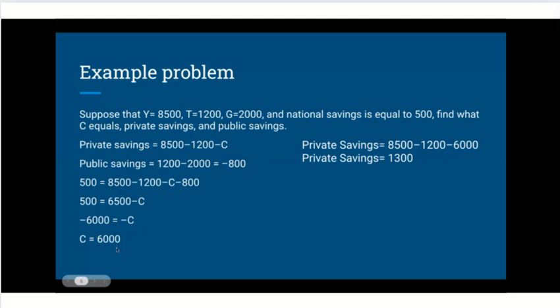And then now that we found C, we're able to find private savings, which is 8,500 minus 1,200 minus C, which is 6,000. With that, we were able to find out that private savings is 1,300.